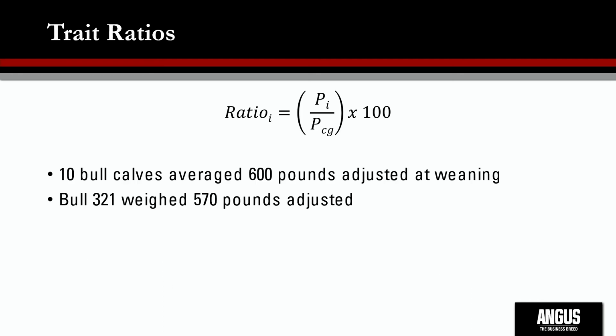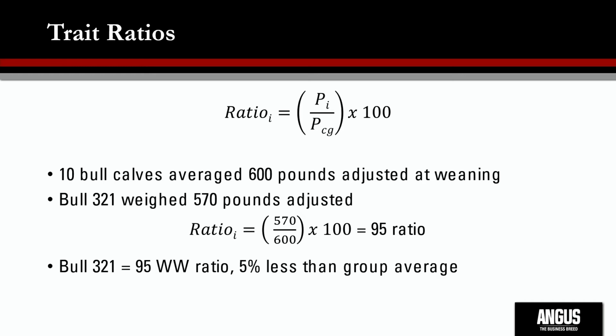If we look at another example here, we have the same 10 bull calves, and they average 600 pounds, again adjusted at weaning. Now bull 321 weighed 570 pounds adjusted weaning weight. If we take his individual weight, 570 pounds, and divide it by the group average of 600, multiply by 100, we get 95. And so this particular calf would have ratioed 95 at weaning and had a 5% less than group average weaning weight.